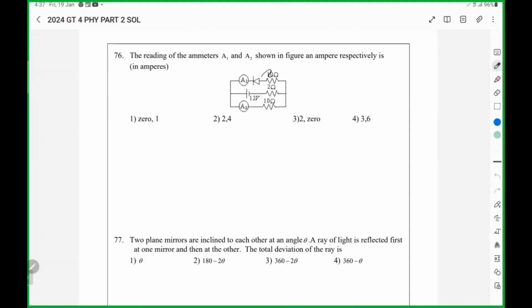Positive terminal. A diode has two terminals. This is the negative terminal, and this is the positive terminal.